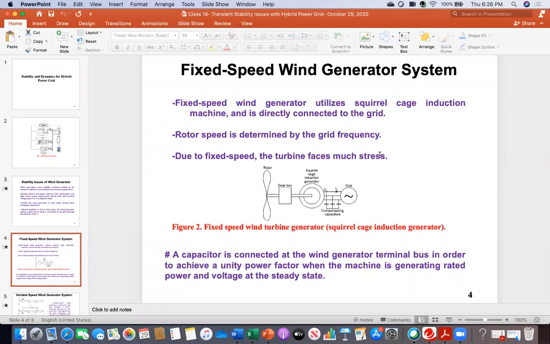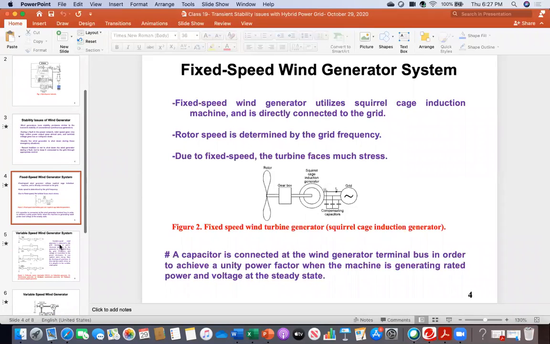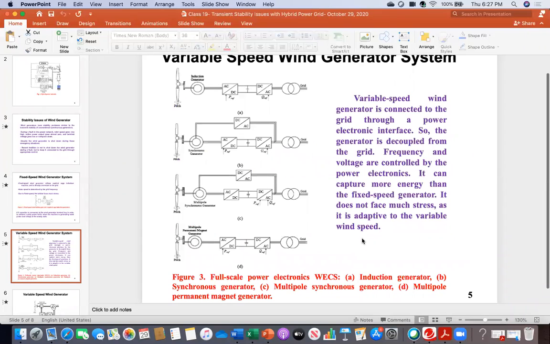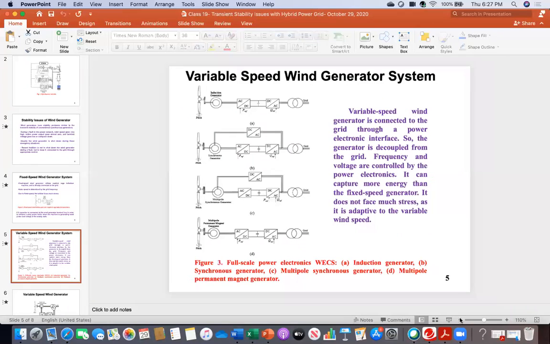So briefly, keep in mind, this is the feature of the fixed speed wind generator. It will have a squirrel cage type induction machine, directly connected to the grid. The rotor speed is determined by grid frequency, and because of the fixed speed, the turbine faces a huge stress. Now what is variable speed? We will look at some examples, and that will help you understand the dynamics of this renewable based hybrid energy system.